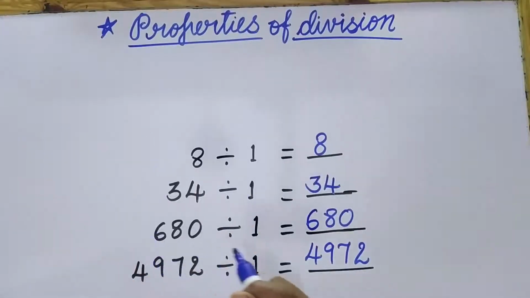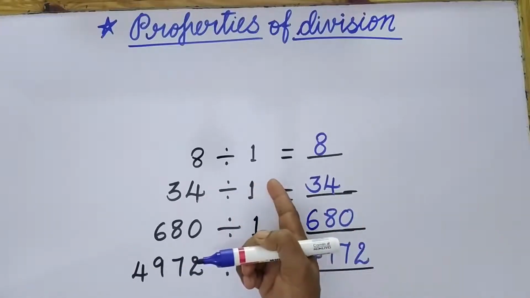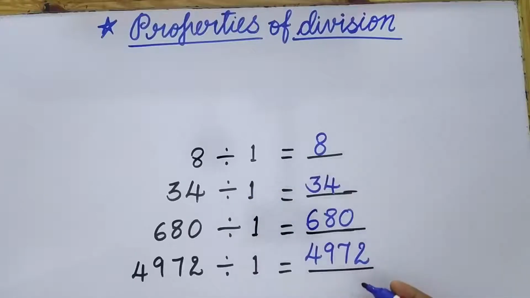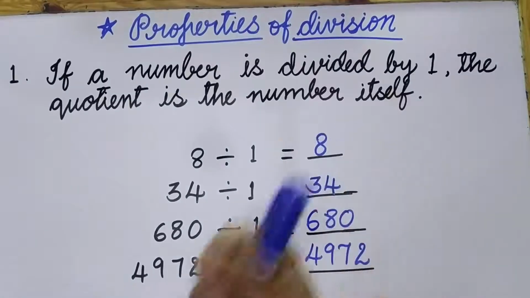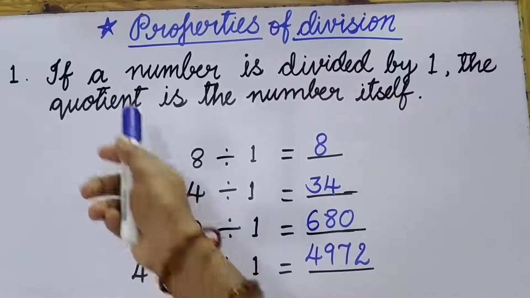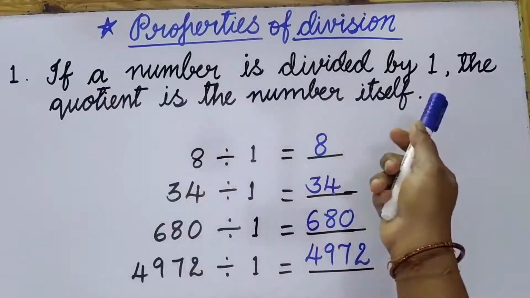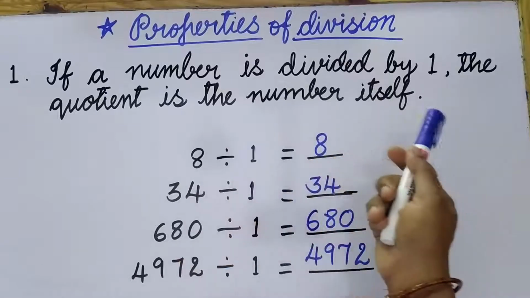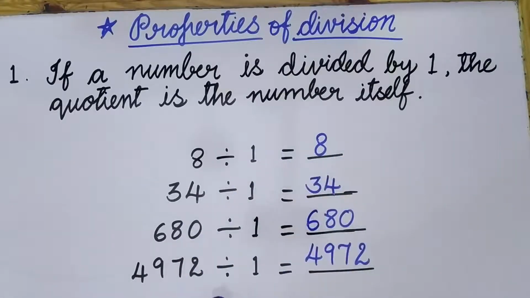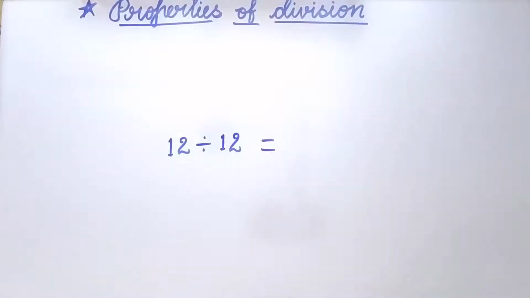The first property of division, that is, when any number is divided by 1, we will get the same number, the number itself. So this is all about the first property of division. If a number is divided by 1, the quotient is the number itself. Have a look at these examples. Now have a look here.